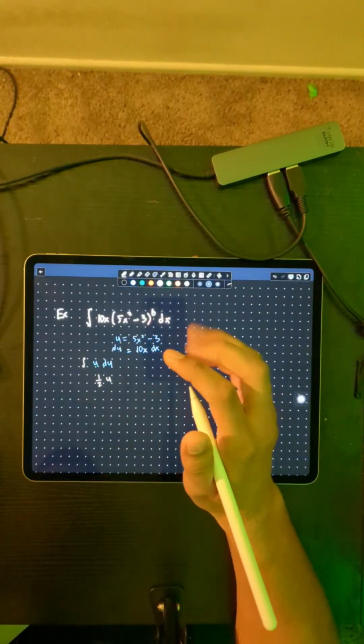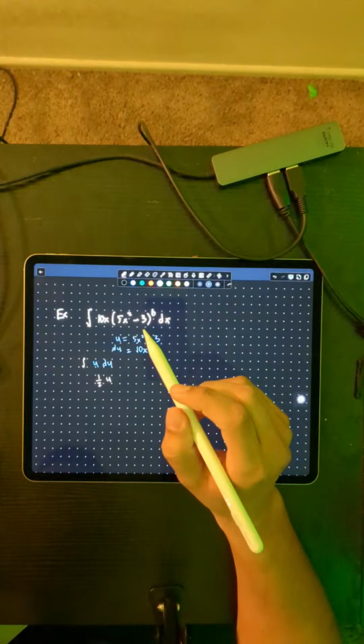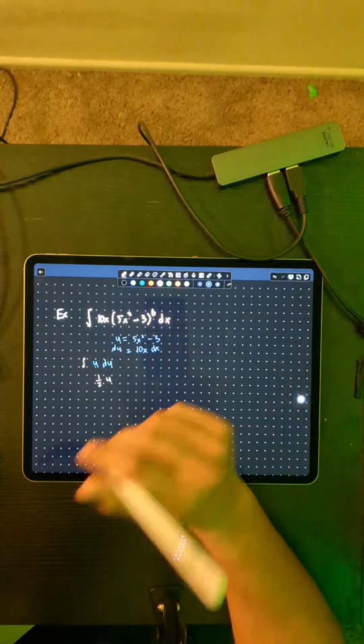Derivative of cosine 5x squared. That's a great question. I can certainly do that right after this.